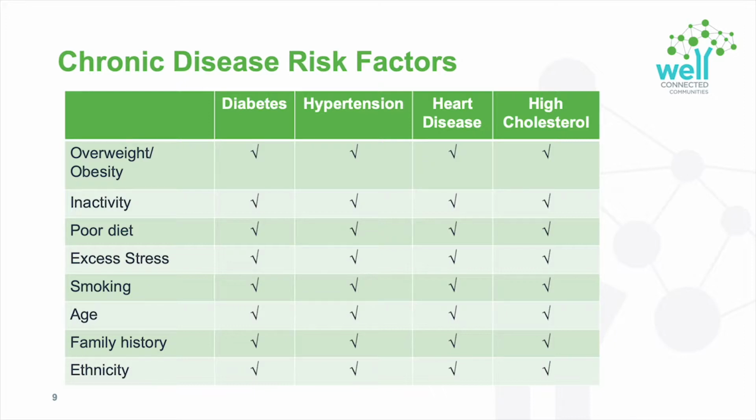The risk factors for chronic disease are many. Risk factors shared in common for diabetes, heart disease, high blood pressure, and high cholesterol are being overweight or obese, being physically inactive, having a poor diet, excess stress, smoking, your age, family history, and ethnicity. As you can see on this table, the check marks go across each disease and each risk factor.